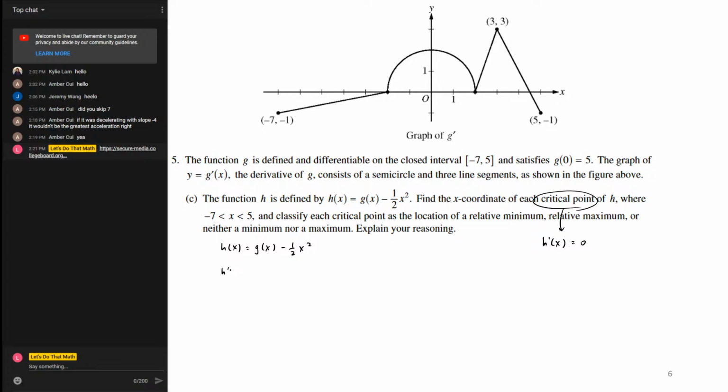So if I'm taking the first derivative with respect to x, well, I just need to take the derivative of everything that's given in terms of x. First derivative of g of x in terms of x is going to be g prime of x. And then first derivative of 1/2 x squared is just going to be negative x, right? And then you need to set this equal to 0. And any x value that satisfies this is going to be a critical point, right? So I simplify this, I can say just whenever g prime of x is equal to x.